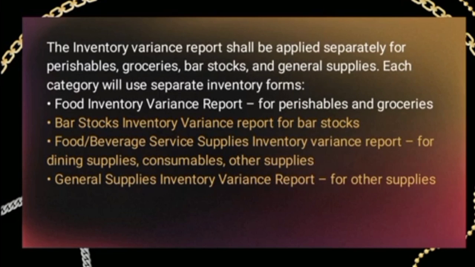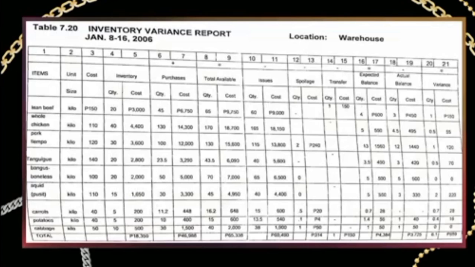The inventory variance report shall be applied separately for perishables, groceries, bar stocks, and general supplies. Each category will use separate inventory forms. First is the food inventory variance report for perishables and groceries, then the bar stock inventory variance report for bar stocks, and the food and beverage services supplies inventory variance report for dining supplies, consumables, and other supplies. Last is the general supplies inventory variance report for other supplies. So this table is the inventory variance report.